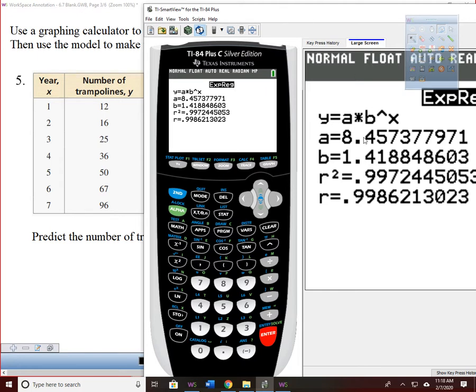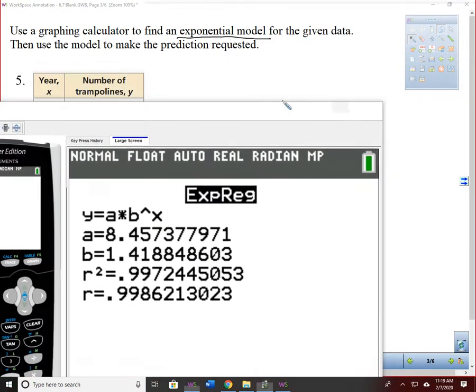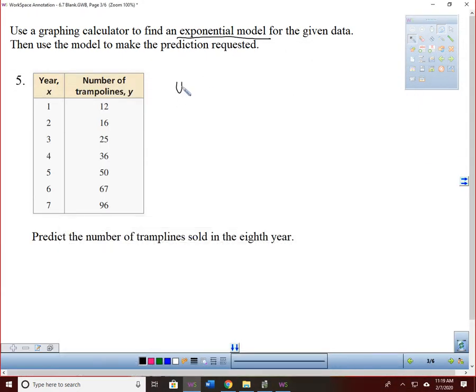All right? So that makes my equation. So I'm just going to plug the 8.46 in for a and the 1.42 in for b. The x stays an x. All right? So I get y equals 8.46, right, times, then your b, 1.42 to the x. So there's the equation that goes along with this data.